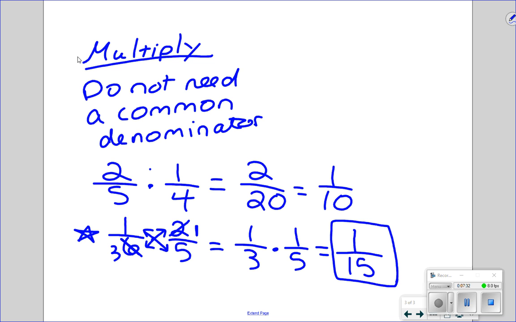You should definitely get in the habit of cross-canceling when you multiply fractions. It'll make things a lot easier, especially when we start getting into algebraic equations that have fractions in them. You want to be able to cross-cancel. It's much more efficient that way.